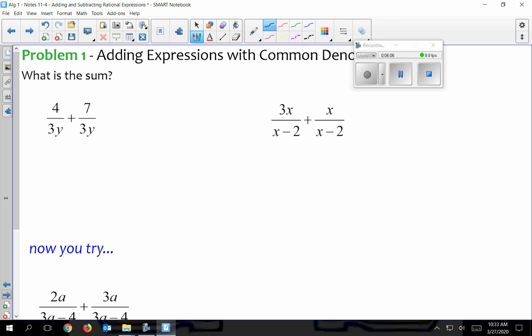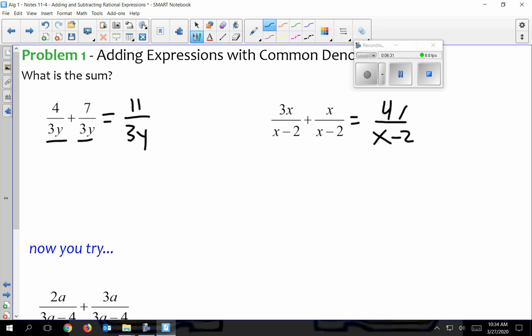So we're going to look at this. I do have common denominators, so all I can do is leave it as it is and do what I'm supposed to do on top. I'm adding 4 and 7 and get that. Okay. This one, the denominators are both the same, so that's great. I just write it as 1, and I add the tops here. 3x plus 1x is 4x.